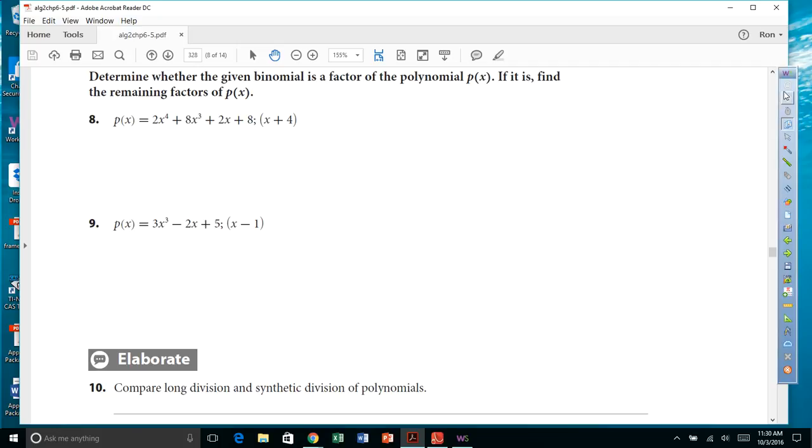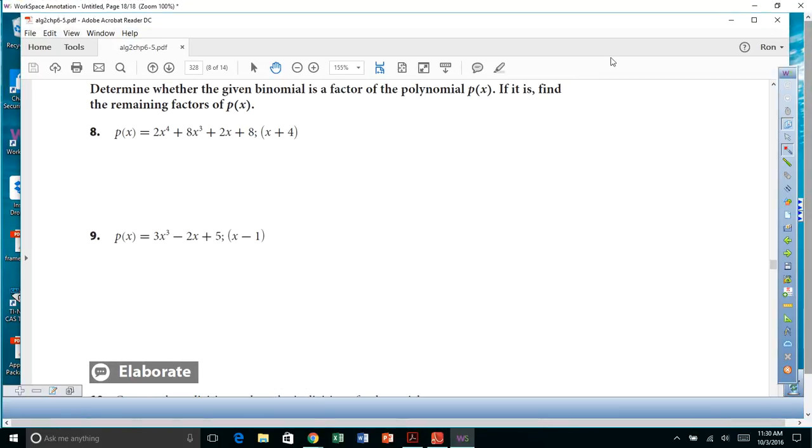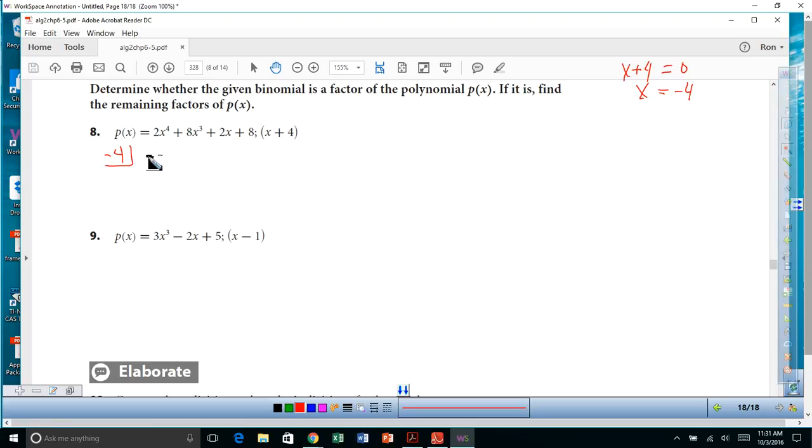So we have x plus 4. We'll set that equal, so we got x equals negative 4. All right, negative 4 in the box. We got 4, 3. Oh, we don't have a 2. We don't have an x squared, so we got to put it. We got 2, 8, 0, 2, 8.